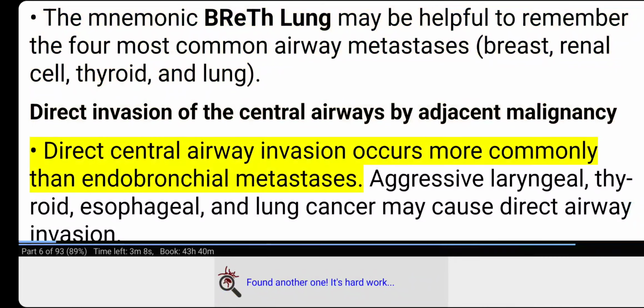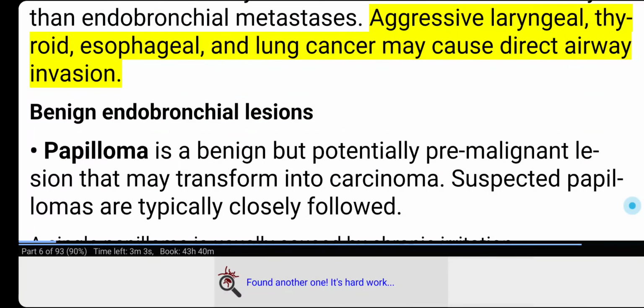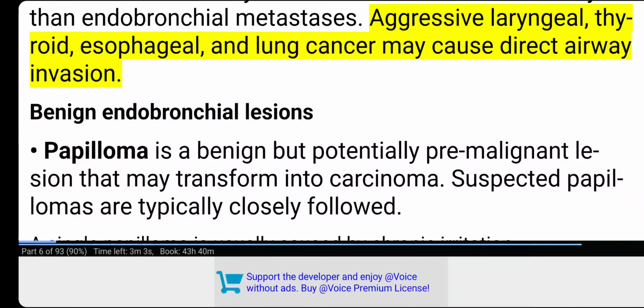Direct invasion of the central airways by adjacent malignancy. Direct central airway invasion occurs more commonly than endobronchial metastasis. Aggressive laryngeal, thyroid, esophageal, and lung cancer may cause direct airway invasion.